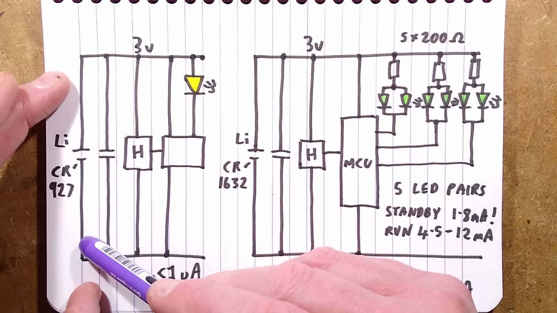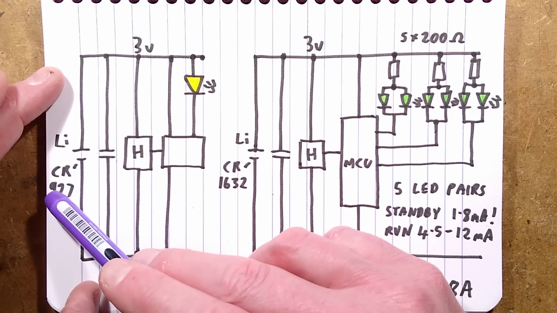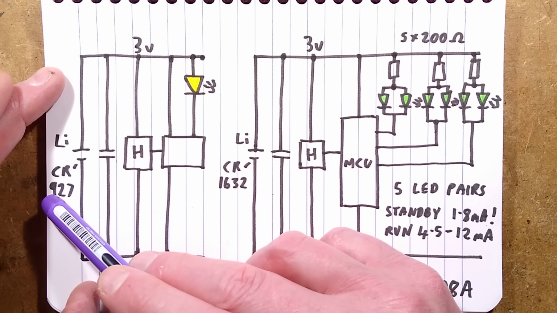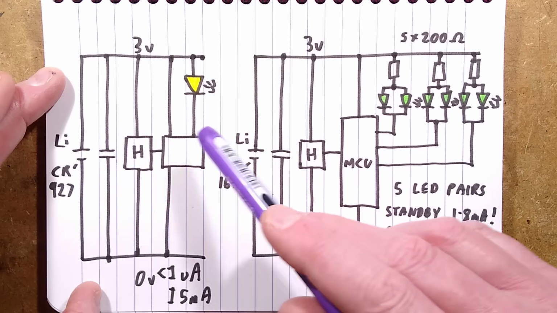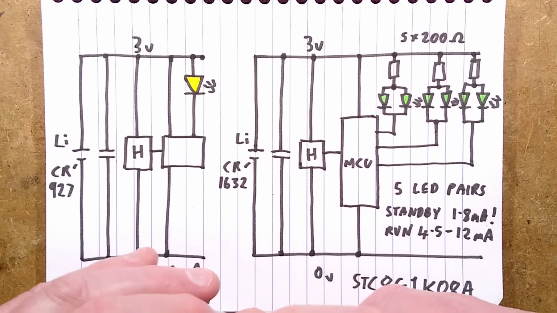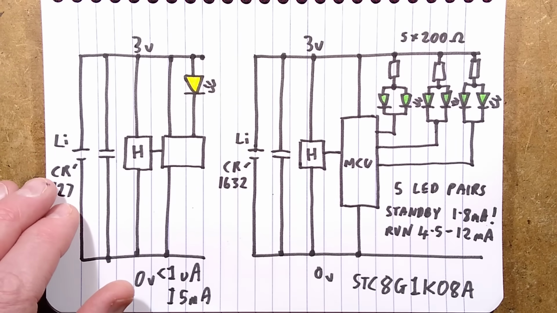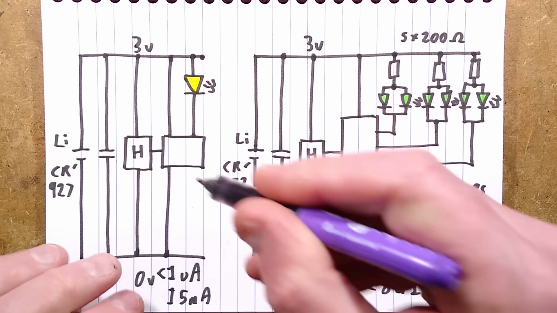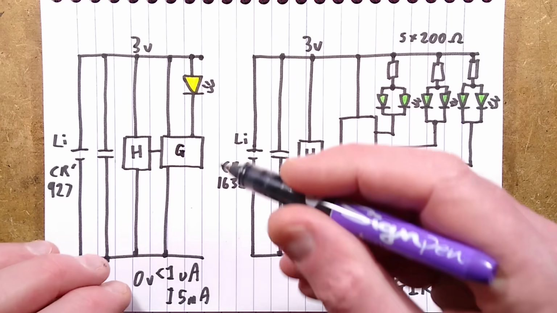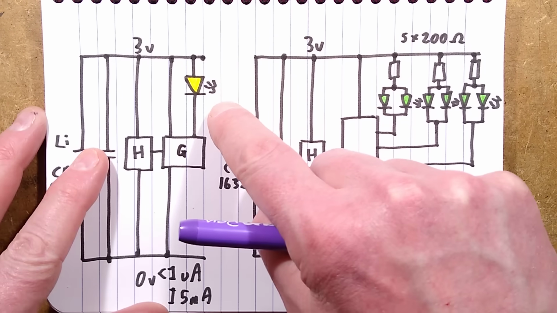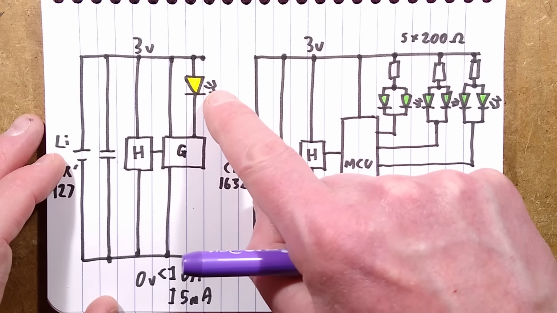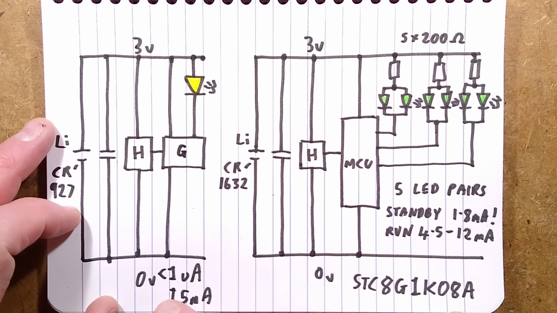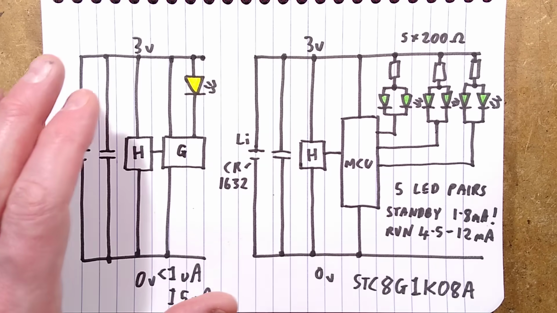Look at the simplest circuit first. Lithium cell, it's a CR927, that's 9 millimeters diameter, 2.7 millimeters thick, a little decoupling capacitor, the Hall effect sensor, and then the little chip, which has, what did it have printed on it? G, so let's put G. It's a G chip, OG, and then the LED. That's it. Its standby current was not measurable, it was less than 1 microamp. Running current with the LED lit with a fully charged cell is 15 milliamps, so it's a better option.